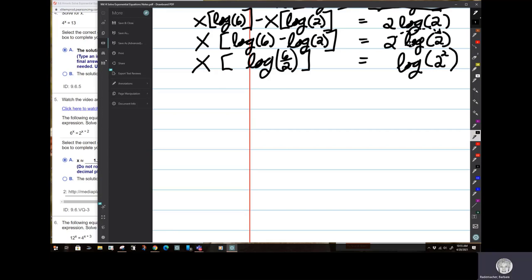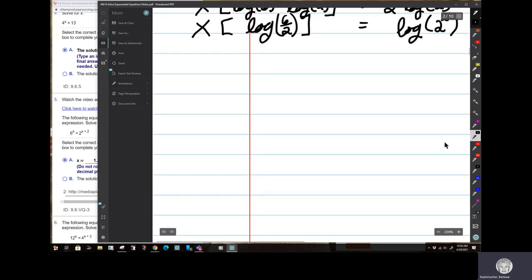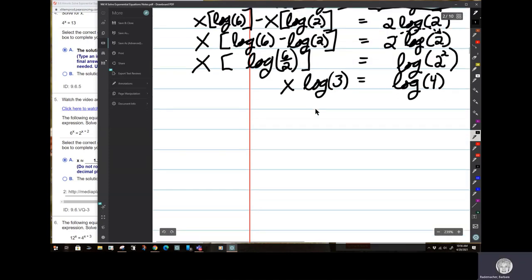This is the quotient rule. This is the power rule. Now look at the wonderfully easier way we have cleaned this up. 6 divided by 2 is 3. So we're going to have x times the log of 3 equals the log of 4, because 2 squared is 4.